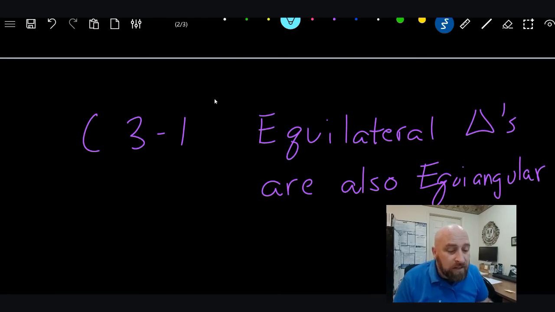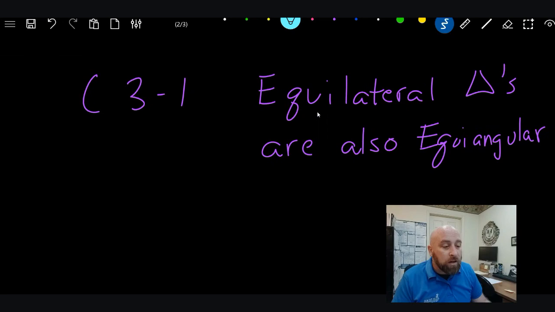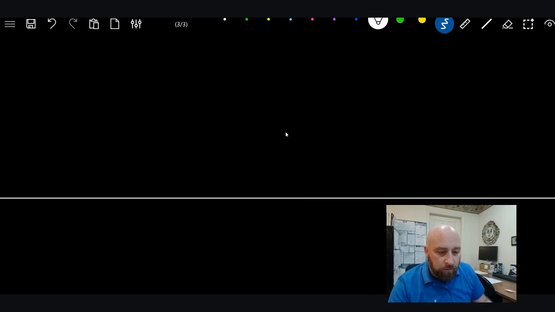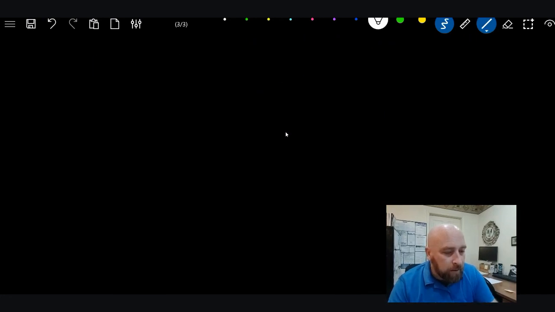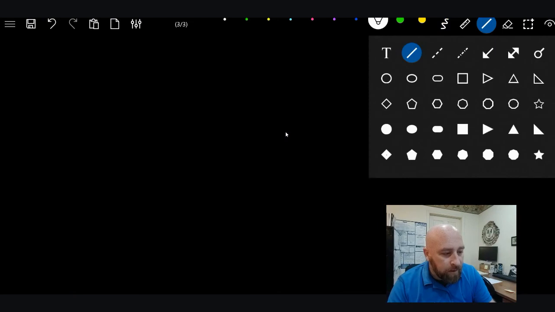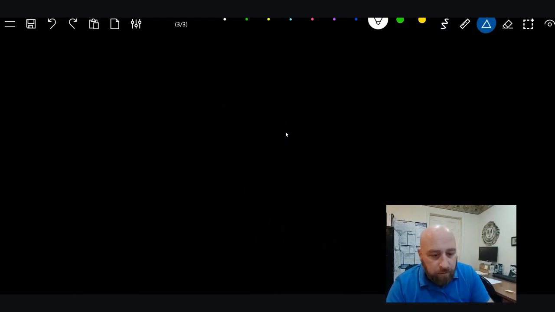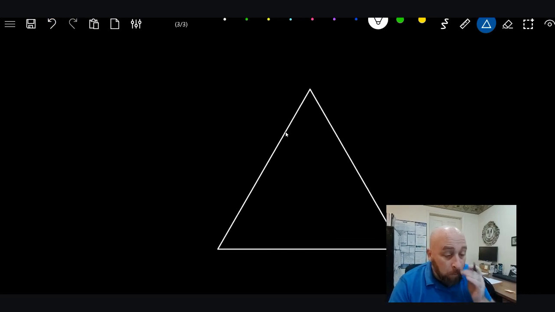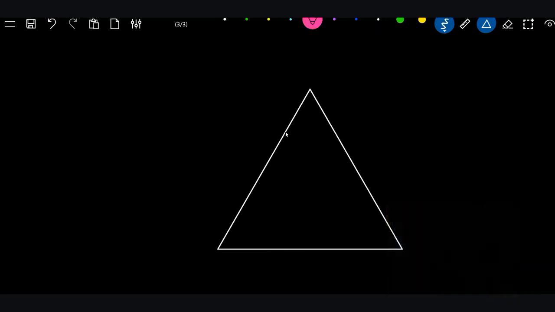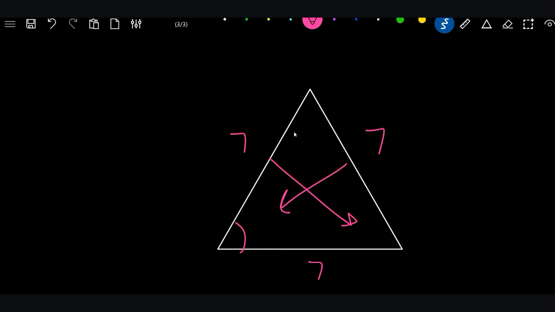Corollary 3.1 says equilateral triangles are also equiangular. And this makes sense, and let me show you why. I thought I had one written down. I guess I didn't. And I'll show you why this makes sense. So if I write an equilateral triangle, let me go this way. We'll call that equilateral. So we'll call this 7, 7, and 7. Those are equal sides. What Euclid said is now, because of the isosceles triangle thing, that must mean that this opposite angle is equal to this opposite angle, right?